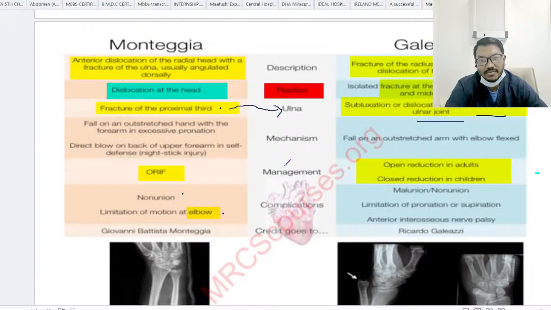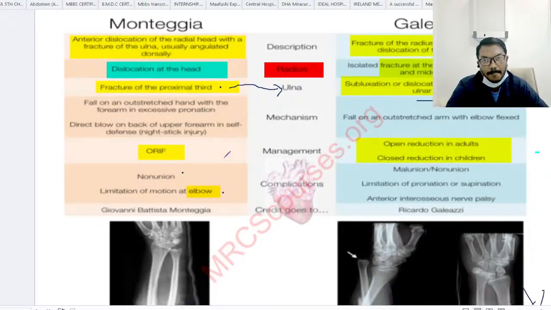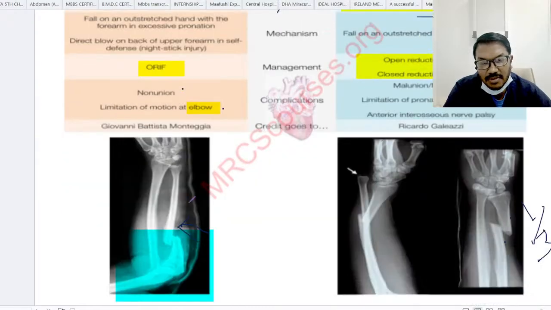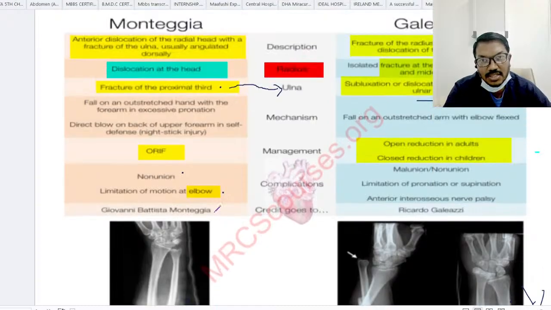Monteggia fracture and Galeazzi fracture. This is an exam question. Monteggia and Galeazzi. You can see the picture. This is Monteggia and this is Galeazzi. In Monteggia, there is radius dislocation at the head.